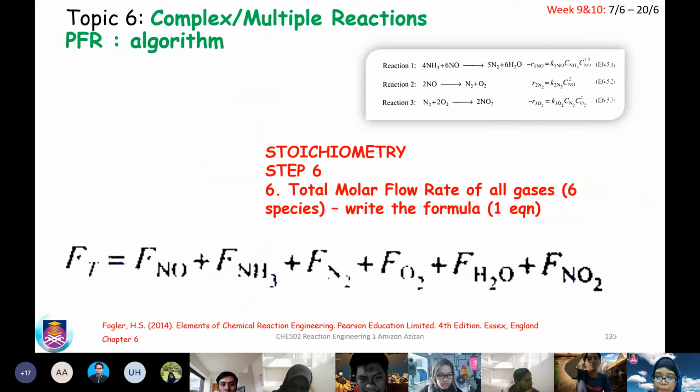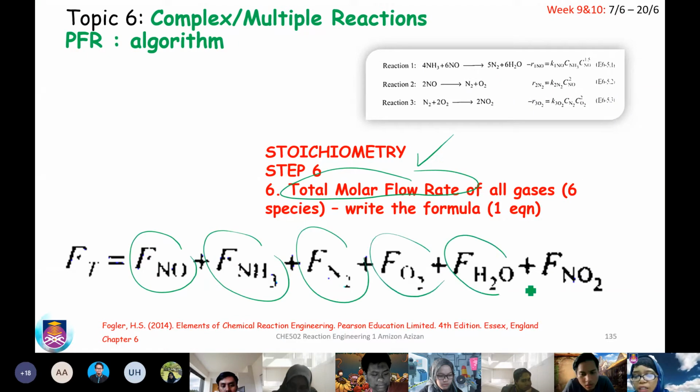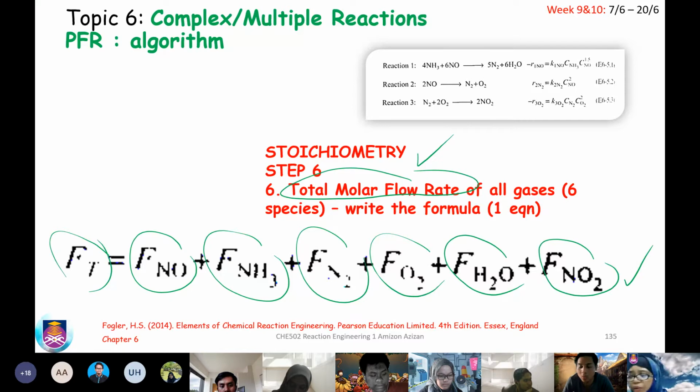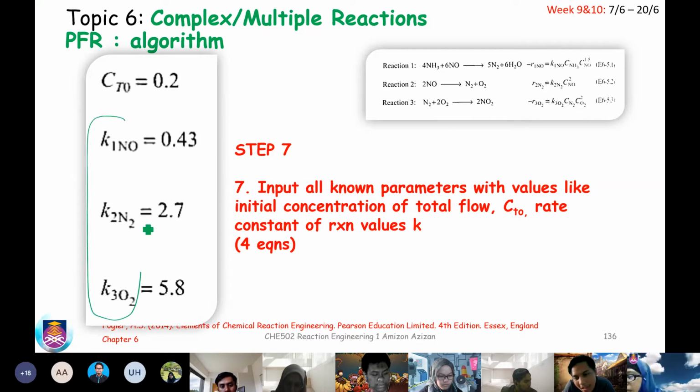All right. Step number 6 is writing the total molar flow rate, simply adding the molar flow rates of all 7 species, giving you the total molar flow rate. And step number 7, key in the unknowns of all the K's. Where do we get the K's here? From the rate law. So we need those values. So how do we get those values?